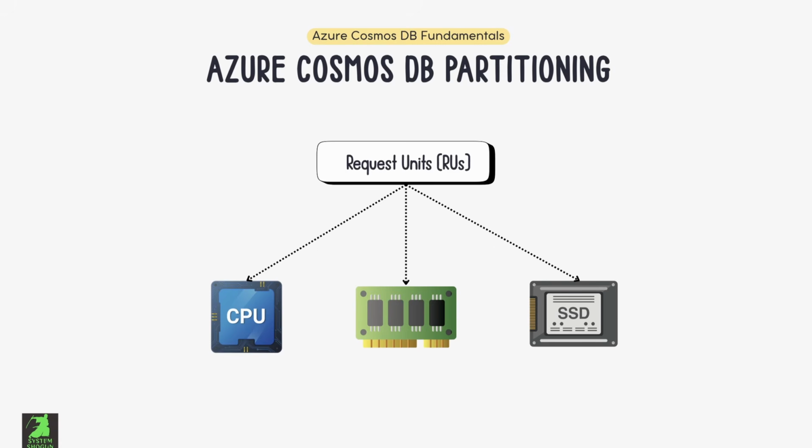Before we talk about partitioning, let's cover request units, or RUs. Every operation, read, write, query, or delete, consumes RUs. They represent the CPU, memory, and IOPS that your operation uses. So instead of managing hardware or performance settings, Cosmos gives you one simple metric. You get predictable performance because Cosmos ensures all requests fit within your RU budget.